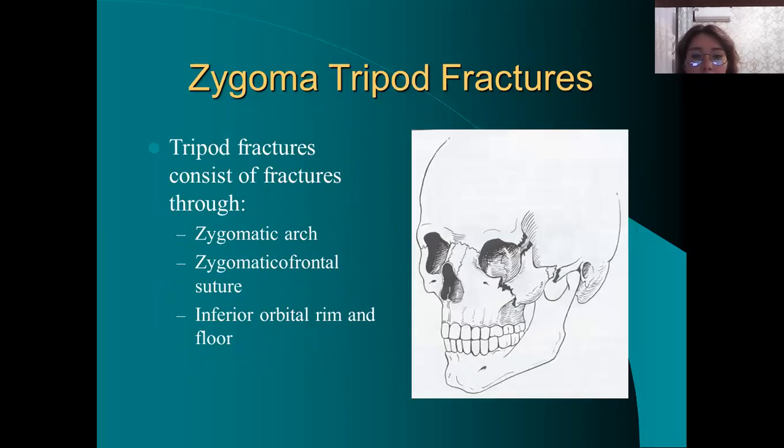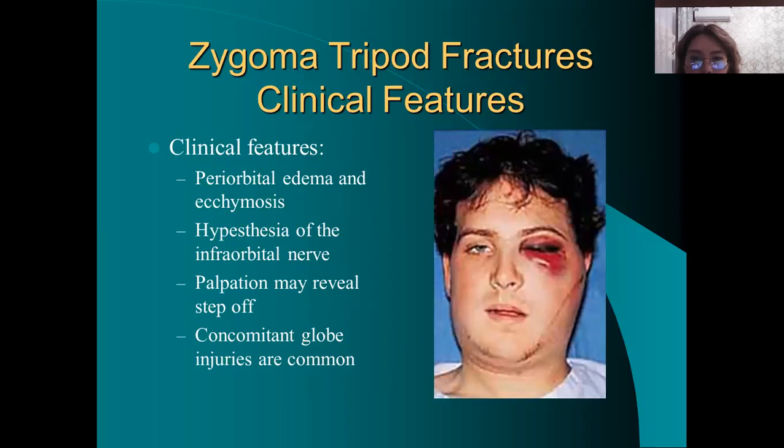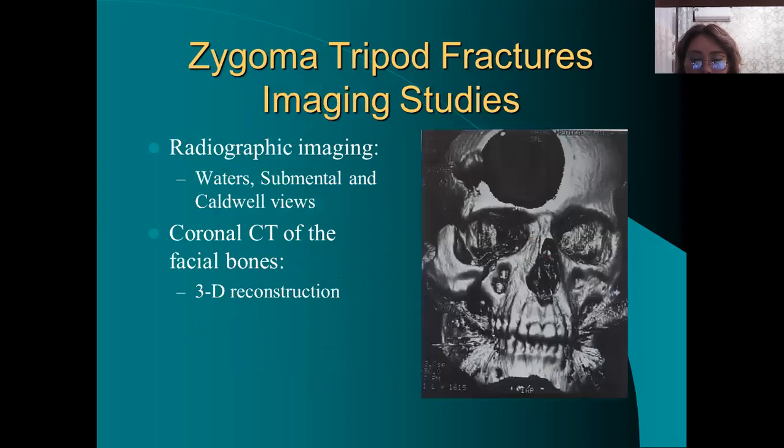Zygoma tripod fractures. Tripod fractures consist of fractures through the zygomatic arch, zygomaticofrontal suture, infraorbital rim, and floor. Clinical features: periorbital edema and ecchymosis, hypoesthesia of the infraorbital nerve, palpation may reveal step-off, concomitant globe injuries are common. Imaging studies: radiographic imaging, Waters, submental and Caldwell views, coronal CT of the facial bones, 3D reconstruction.